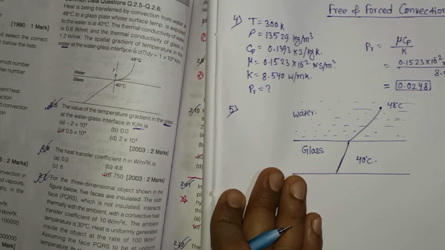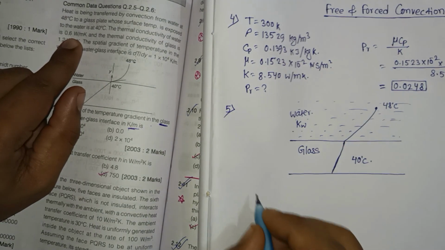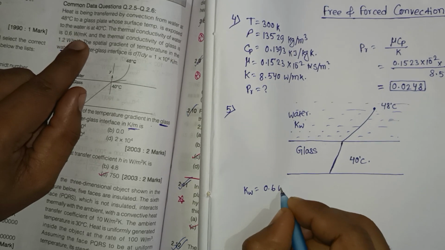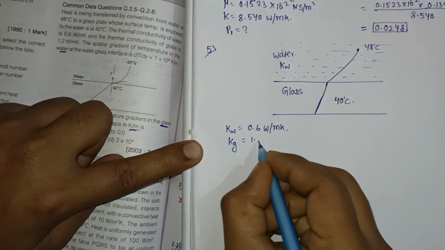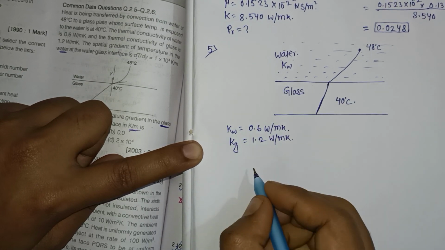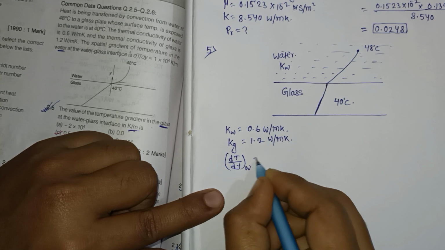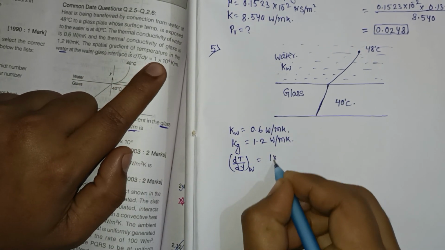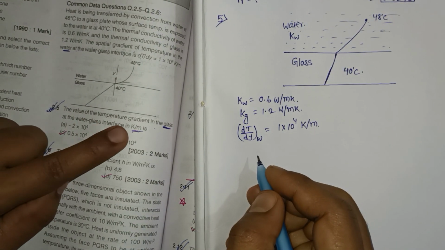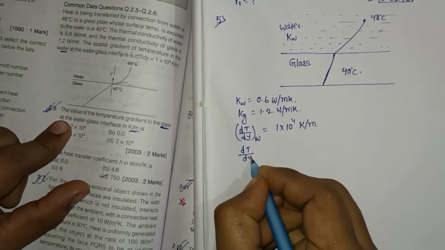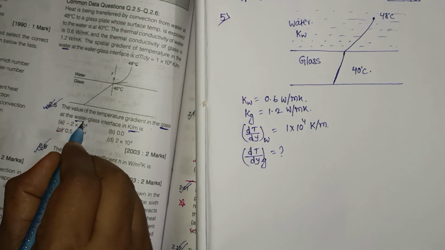Now what is given? The thermal conductivity K of water is 0.6 watt per meter Kelvin. Thermal conductivity of glass, K of glass, is 1.2 watt per meter Kelvin. The gradient of temperature in the water, dT by dy for water at the water glass interface, is equal to 1 into 10 to the power 4 Kelvin per meter. Okay, what is to be found out? The value of the temperature gradient in the glass, dT by dy of glass, at the water glass interface.